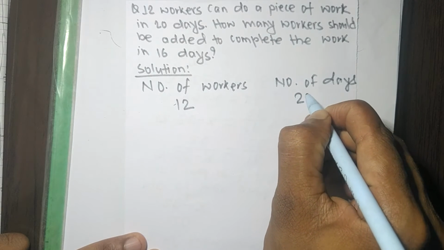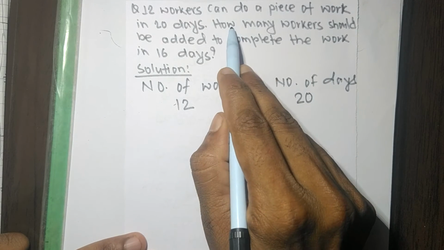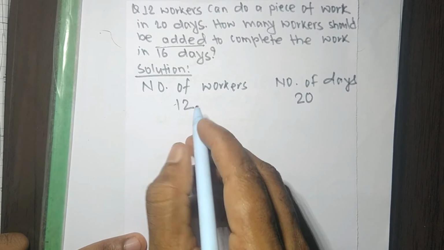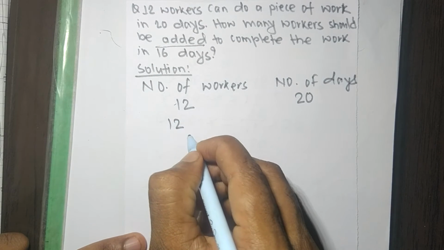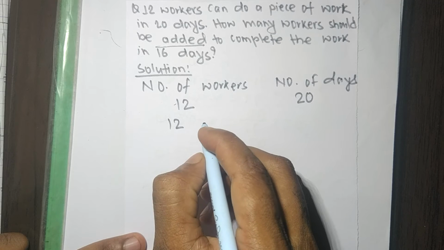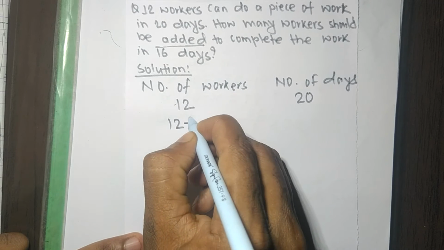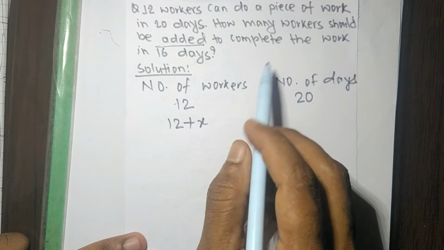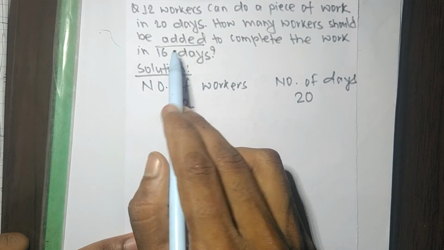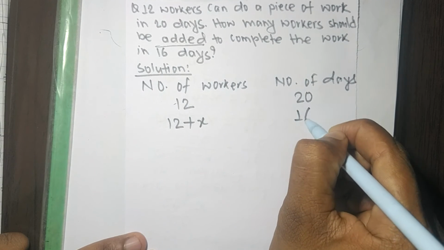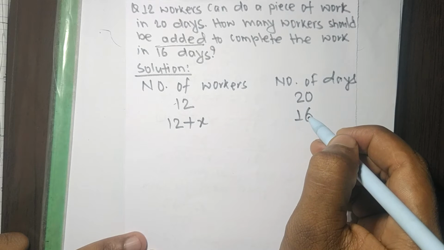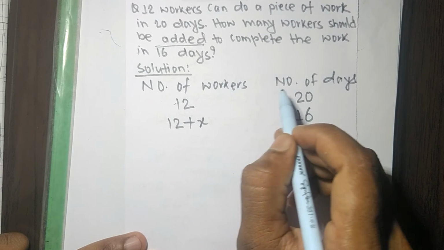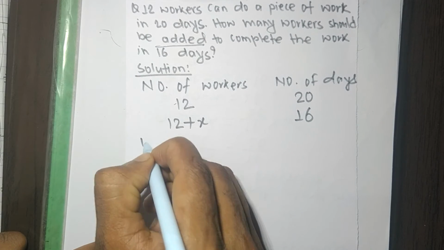So number of days 20. So how many workers should be added? So already we have 12 and the number of workers to be added, suppose we say x. So after adding x, the work is finished in 16 days. So it is 16. So now we have to find out the relation between number of workers and days.